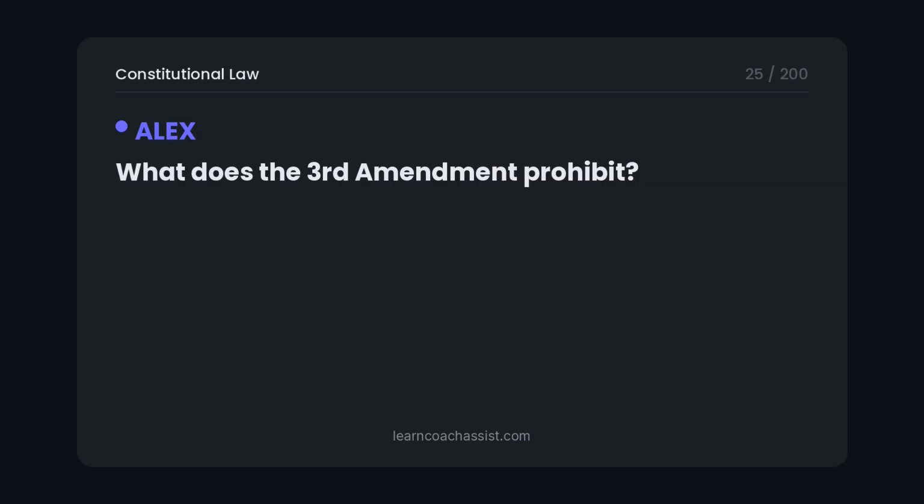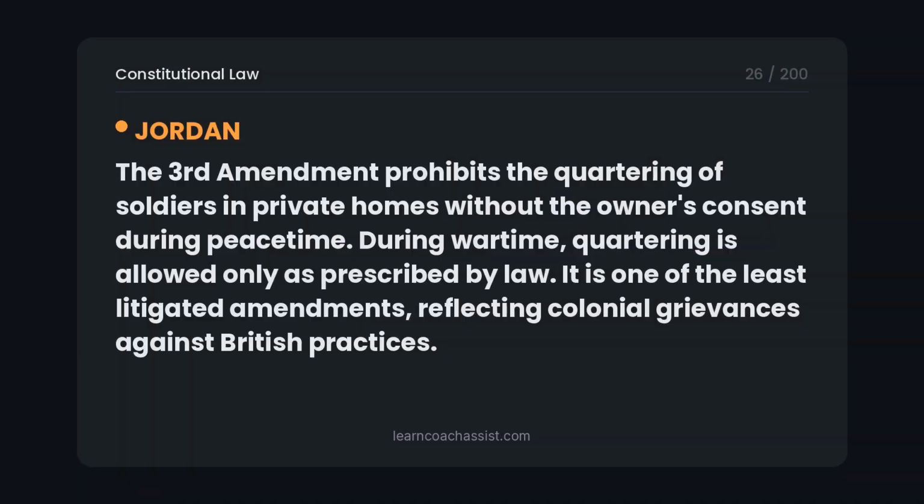What does the Third Amendment prohibit? The Third Amendment prohibits the quartering of soldiers in private homes without the owner's consent during peacetime. During wartime, quartering is allowed only as prescribed by law. It is one of the least litigated amendments, reflecting colonial grievances against British practices.